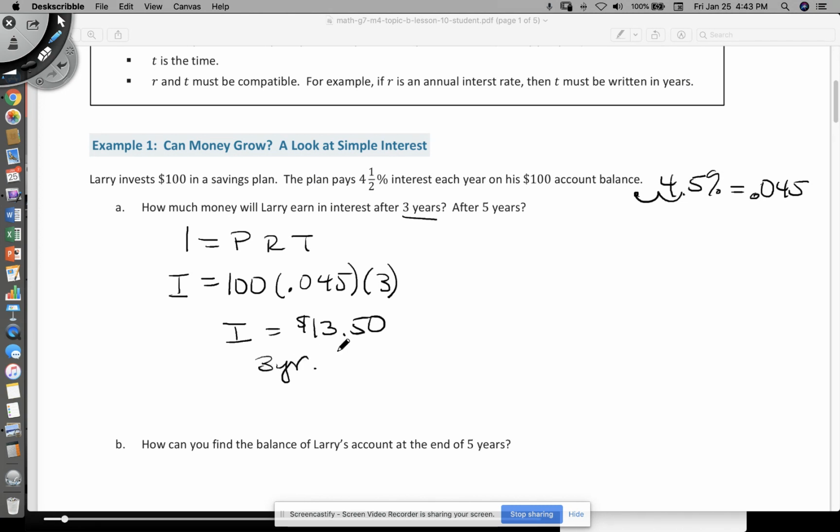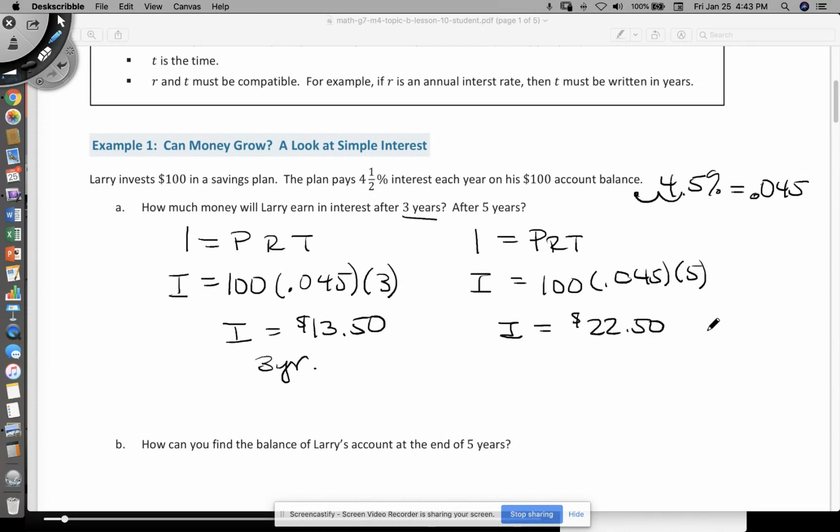So this is my 3-year answer. Now we have to find the 5-year answer. So we're going to do I equals PRT again. We're still solving for I. It's still the $100, and it's still the same rate, but now I'm changing the 3 to a 5. Multiply that out on your calculator, and your I will come to $22.50. So in 5 years, he will have his $100 plus an additional $22.50 that he earned in interest. Not a whole lot, but it's a little something, I guess.